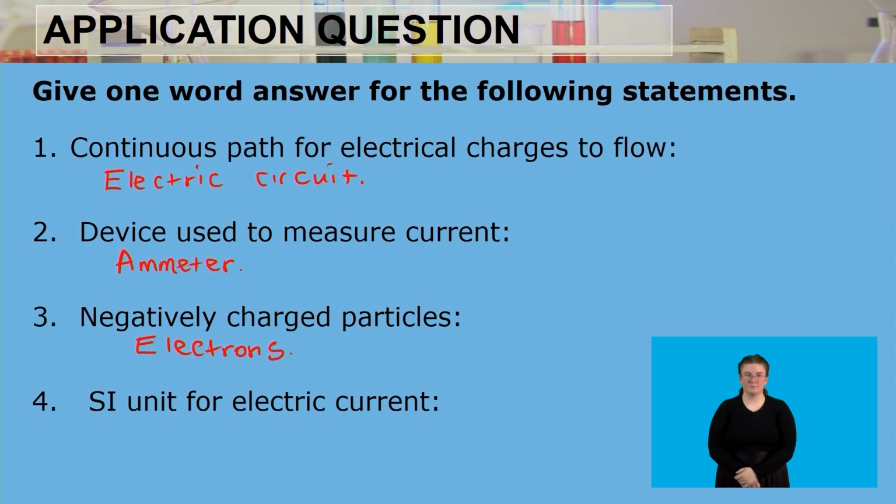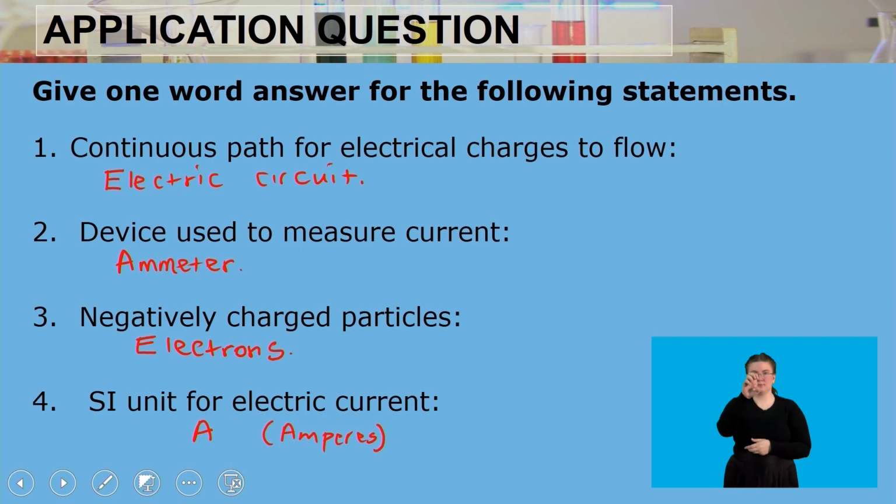And then the last question, the SI unit for electric current. So when we are measuring our current, what is going to be the unit for current? We know that it is going to be amperes, and the short form is A, which is short for amperes. So our current is measured in amperes, and with the shorthand we just write A.